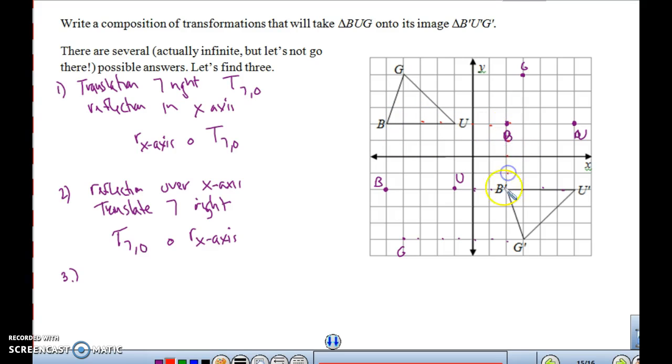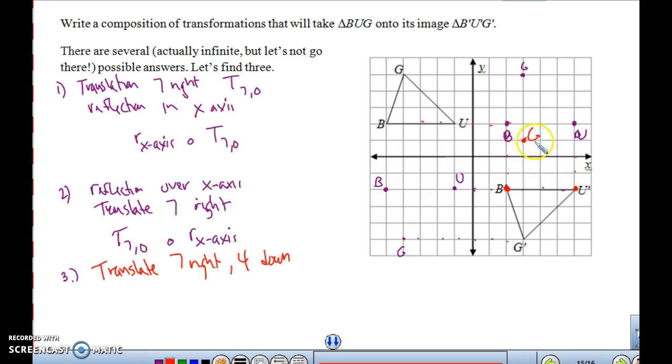1, 2, 3, 4. All right, so what if I translated 7 right and then 4 down? All right, for each point, what do I end up with? Well, B would end up there. 1, 2, 3, 4, 5, 6, 7, 1, 2, 3, 4. U would end up there. And then G, 1, 2, 3, 4, 5, 6, 7, 1, 2, 3, 4. G ends up there.